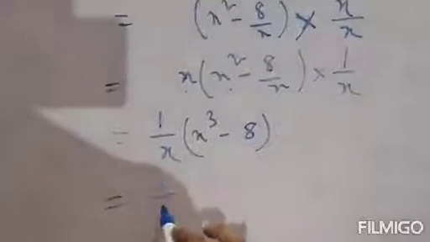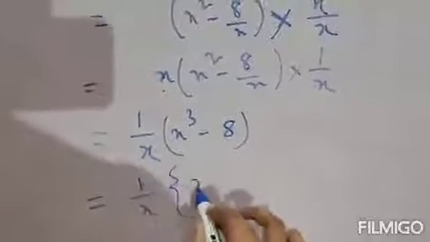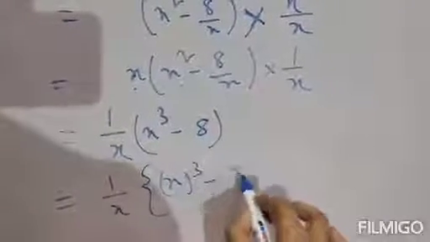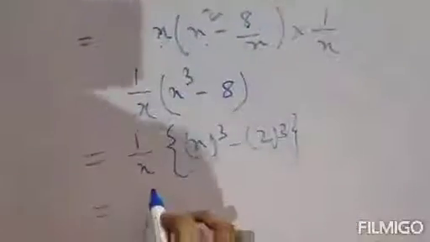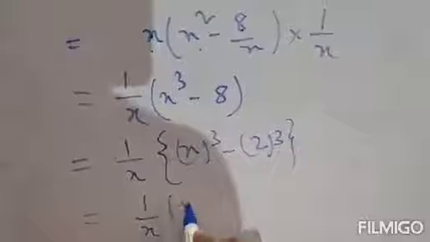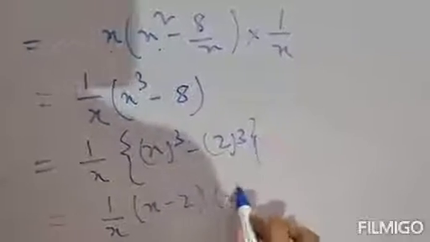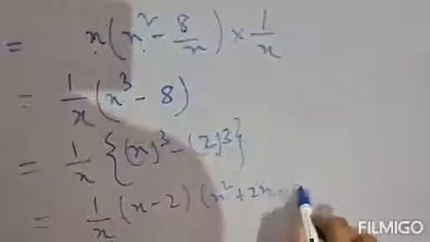So 1 by x, and you can break it like this, x to the power 3 minus 2 to the power 3. Now the formula, a to the power 3 minus b to the power 3, a is x, b is 2. So a to the power 3 minus b to the power 3 says a minus b into a square plus ab plus b square. So this is the answer. The answer is your 1 by x, x minus 2 into x square plus 2x plus 4. Clear? This is the final answer.